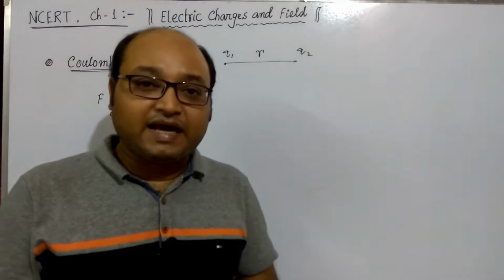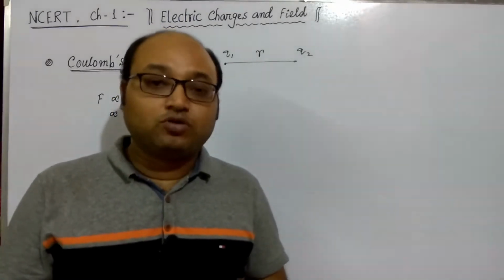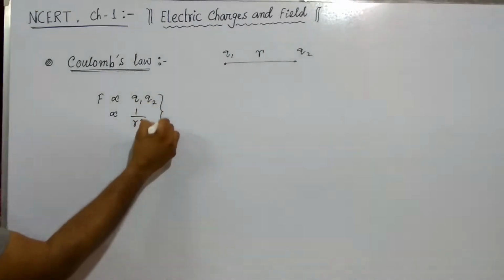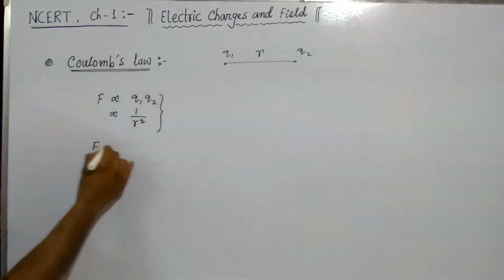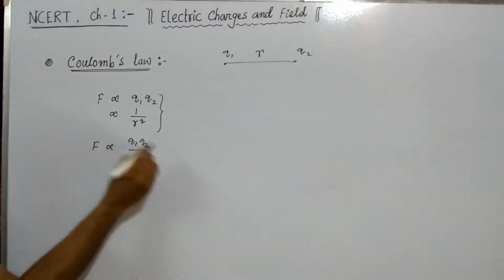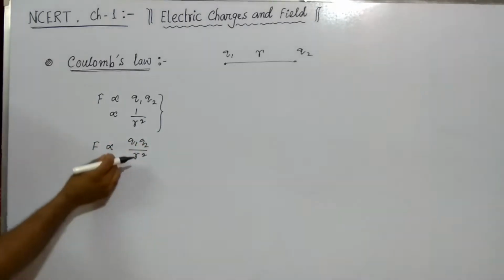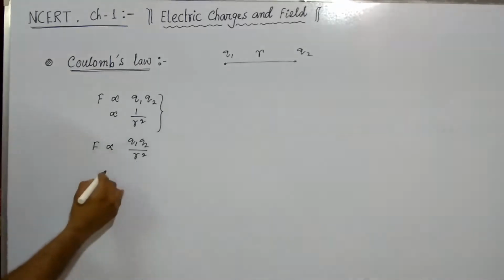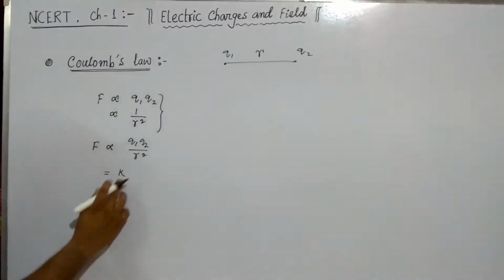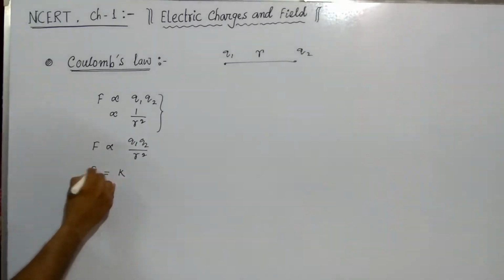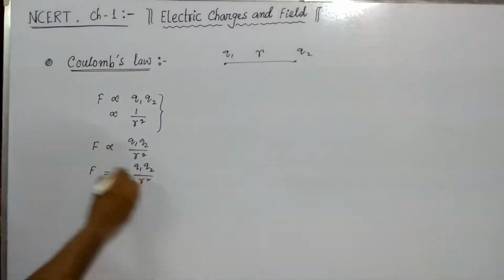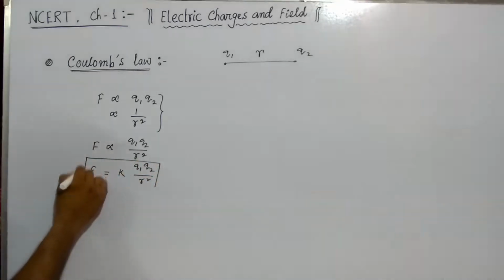As it varies as 1 by r square, that is why sometimes Coulomb's law is called the inverse square law of force. Now, by combining these two relations, we can write that F is directly proportional to Q1 Q2 by r square. We all know that to remove the proportionality sign and bring an equal sign, a constant should be taken. Let that constant be k. Therefore, we get F is equal to k into Q1 Q2 by r square. This is the mathematical form of Coulomb's law.